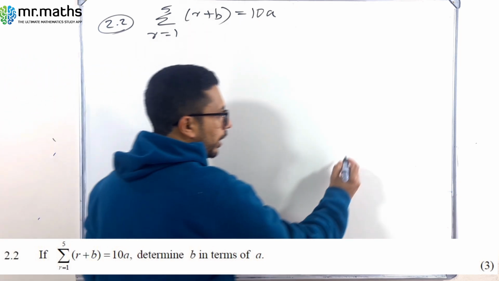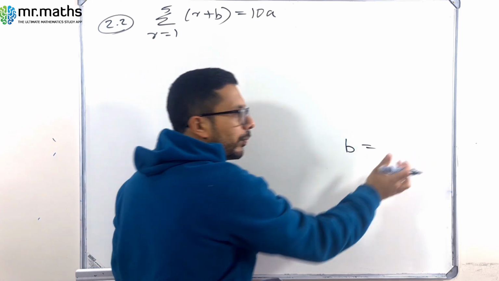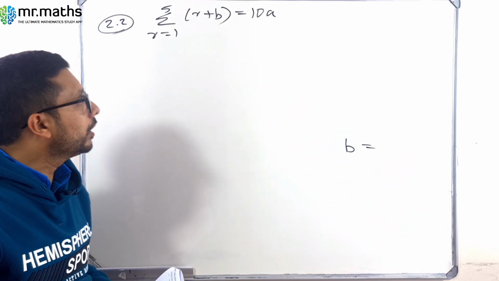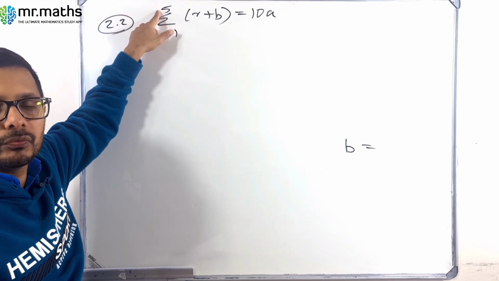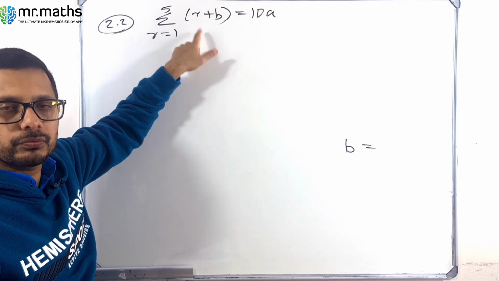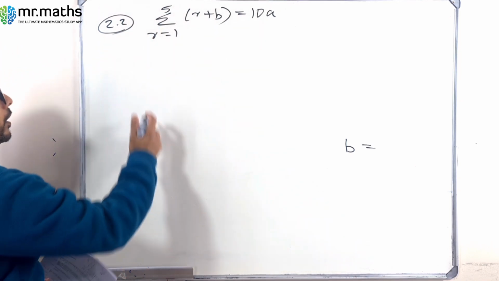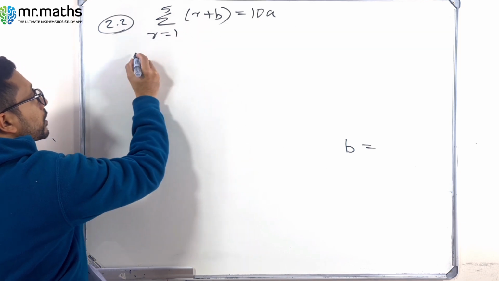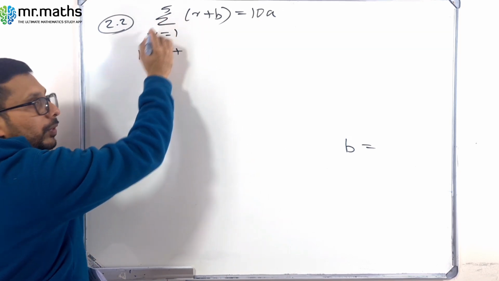B in terms of a means you have to write the answer of b, and in that answer a must be there. That is the question. Okay. So now sigma r equals 1 to 5 means what? We have to substitute the value of r as 1, 2, 3, 4, 5, up to 5. So we can substitute the values. First 1, so it is 1 plus b. Plus, sigma means plus.